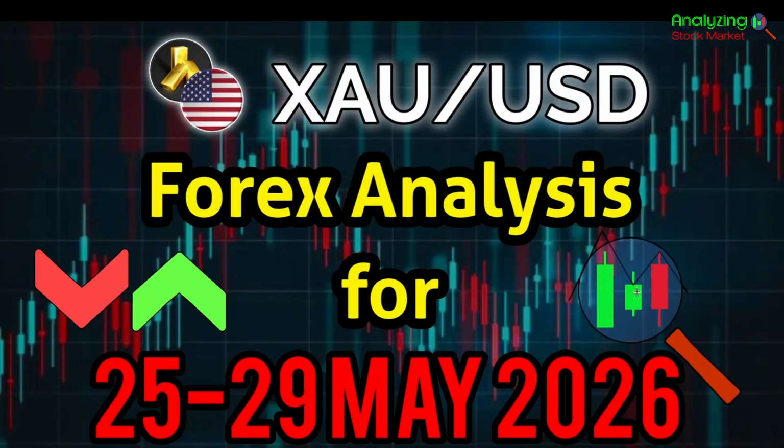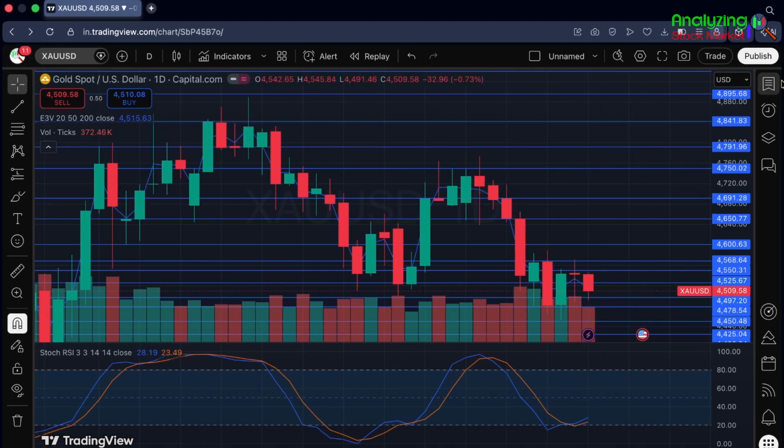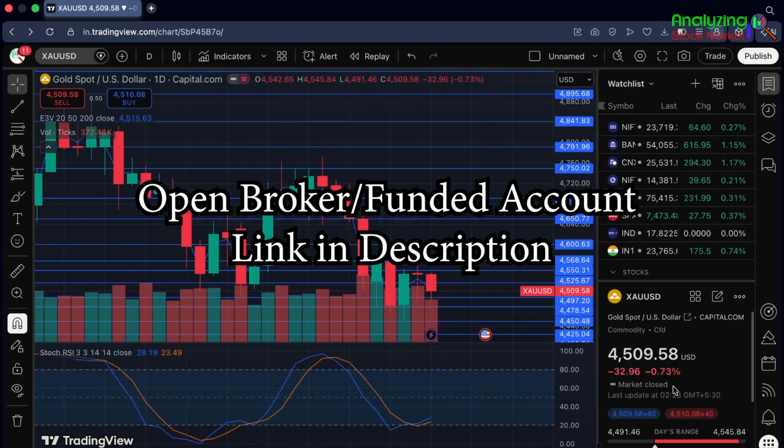So today I will be talking about XAU USD, that is the gold USD pair, and we'll do the Forex analysis for 25th to 29th May 2026. So let's go straight to the chart. First, let's see what happened in XAU USD on Friday. As you can see, a 0.73% negative move, and 4509.58 was the closing on Friday.